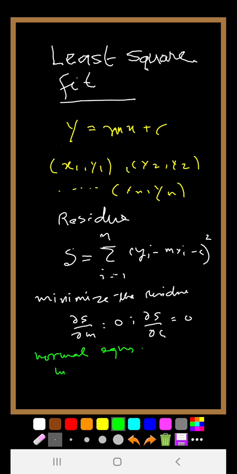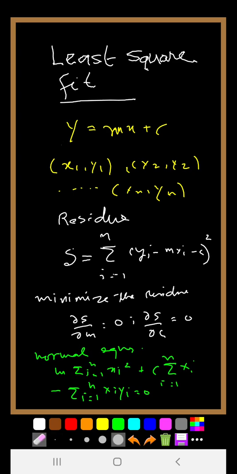that is m summation i is equal to 1 to n xi square plus c summation i is equal to 1 to n xi minus summation i is equal to 1 to n xi yi is equal to 0. Let me write it once again. We get two normal equations.